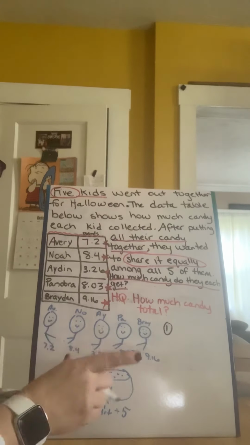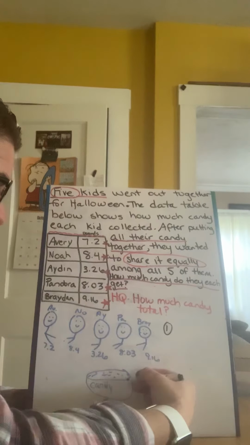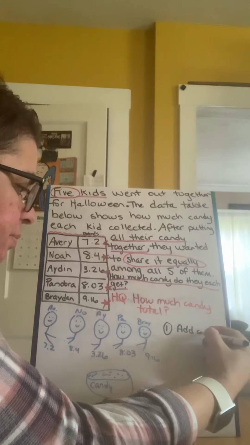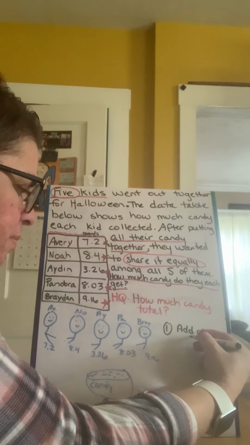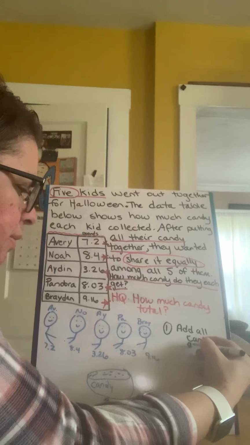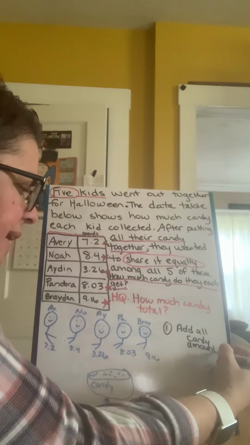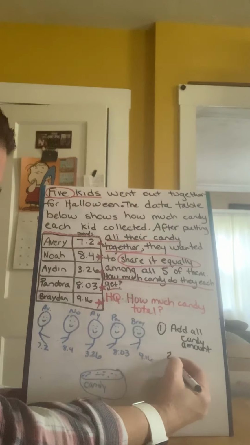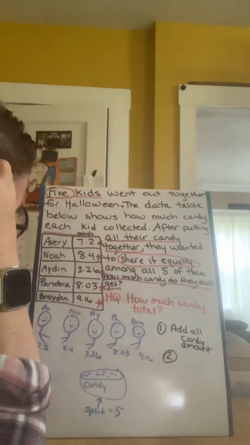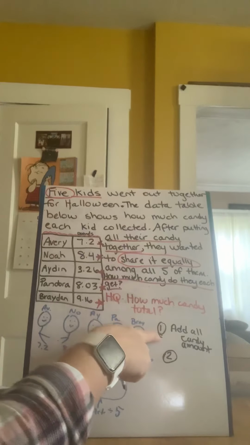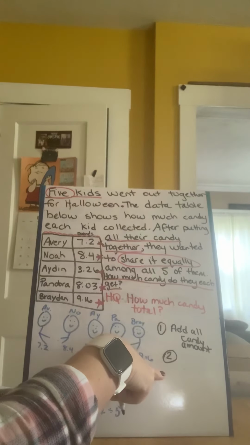We have 5 people that threw it all in, and then we want to know the total amount. So we're going to add together all the candy amounts. So then we have the total amount of candy. The second thing we're going to do is, well, that was our hidden question. So now we can go to our true question.